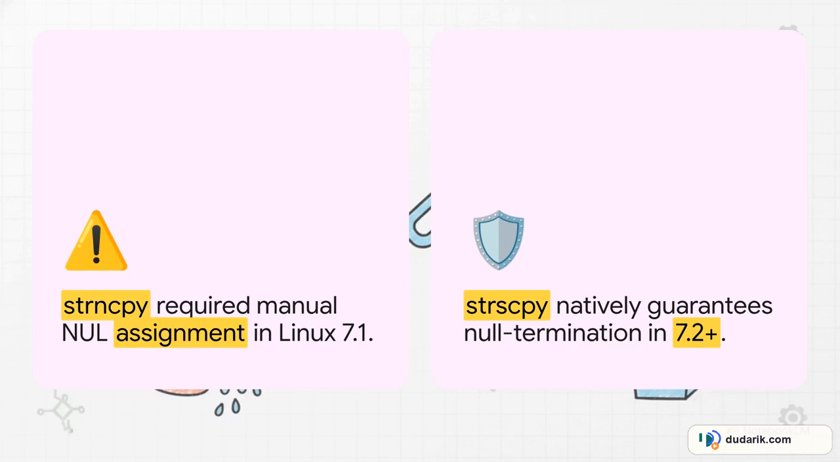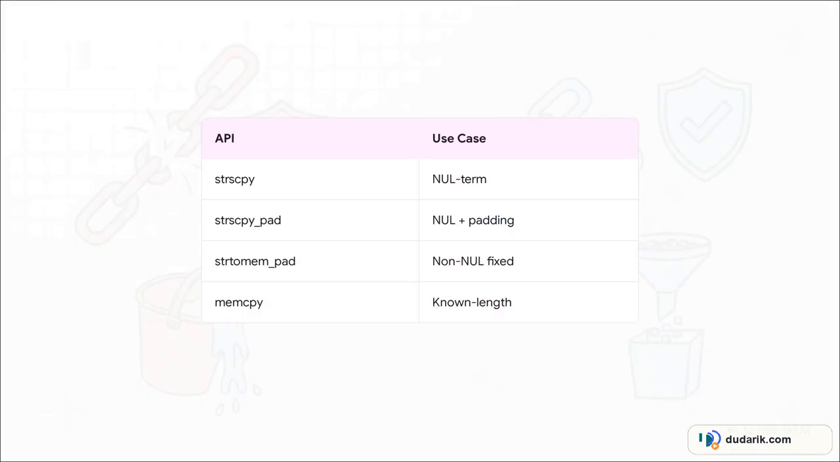It's so much cleaner. But strncpy isn't the only tool in your new arsenal. Think of this as your cheat sheet for modern Linux string APIs. You're going to use strncpy for your standard null-terminated destinations. Now, if you actually want that zero padding behavior we talked about earlier, you'd use strcpy_pad. For non-null fixed-width fields, you've got strtomem_pad. And finally, for bounded copies with explicit padding, there's memcpy_pad. The whole idea here is that the kernel now gives you precise, purpose-built tools instead of just one flawed catch-all function.